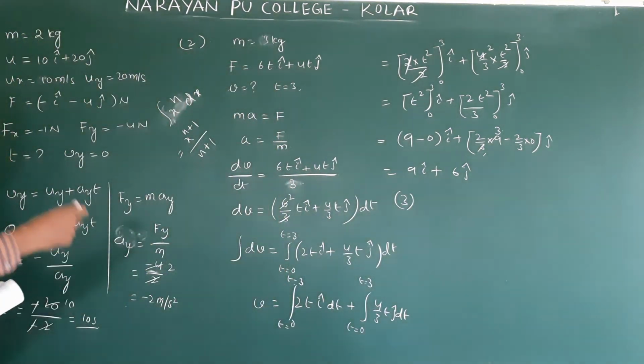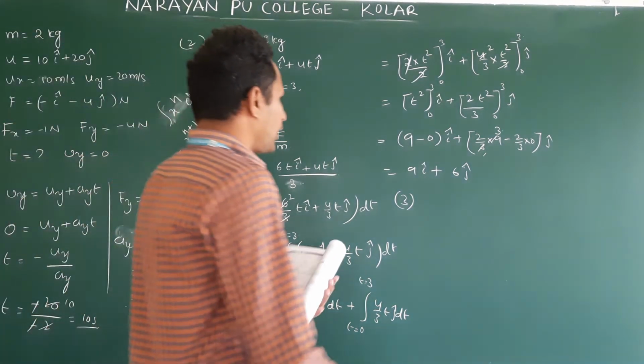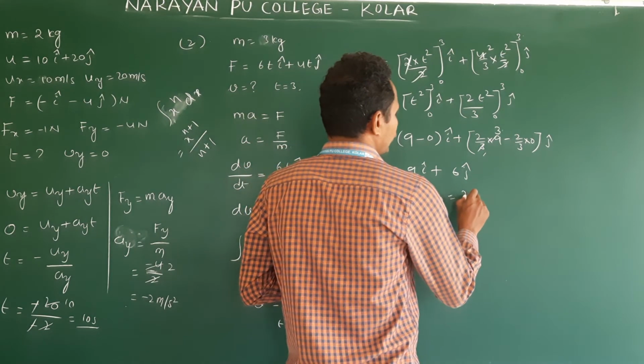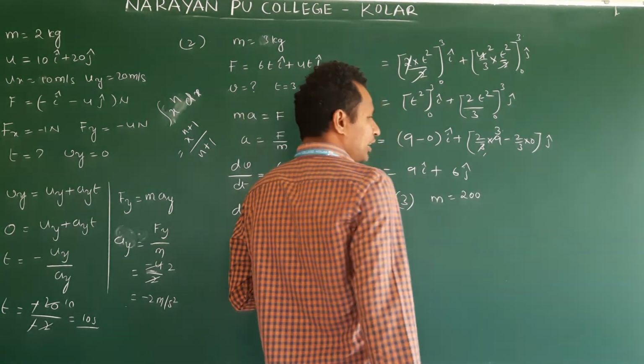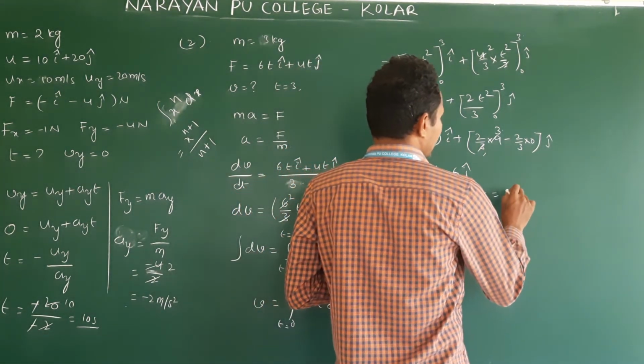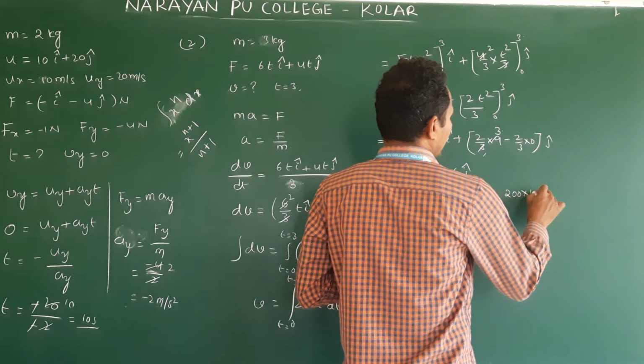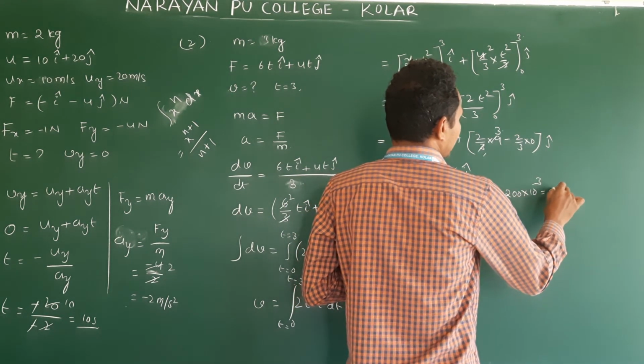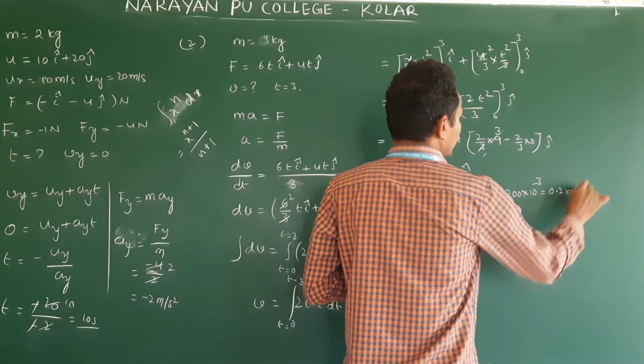If you know the integration, then the problem will be easy. Don't worry. A body of mass 200 grams is acted upon by a constant force F, travels a distance of 10 meters in the first second and 30 meters in the second. The force acting on the body. Clear? Now mass given, m is equal to 200 grams. Convert this into kg. 200 into 10 power minus 3, this is equal to 0.2 kg.